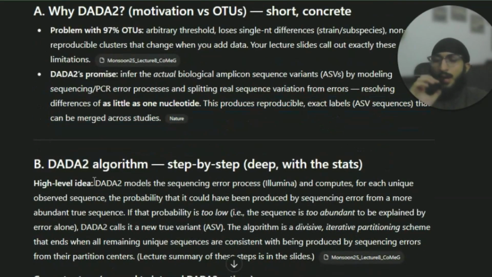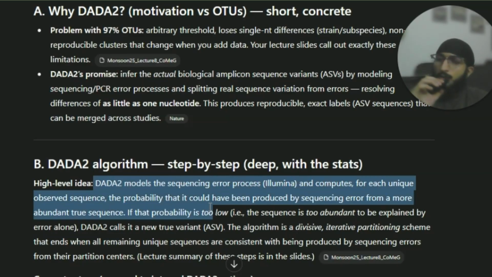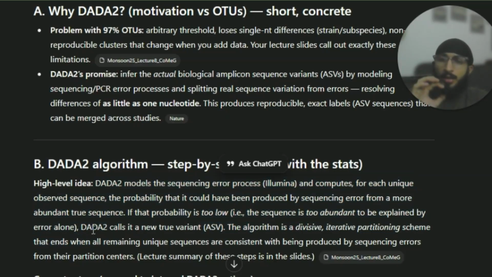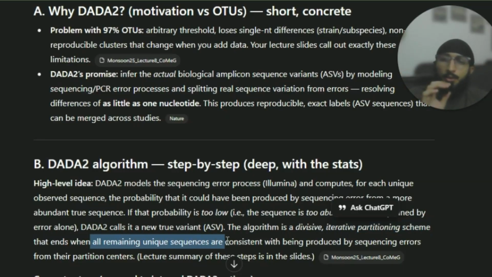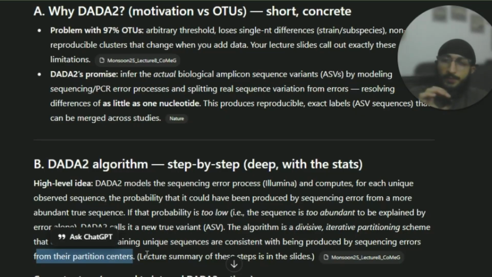Now, the high-level idea is that DADA2 models the sequencing error process, Illumina, and computes for each unique observed sequence the probability that it could have been produced by sequencing error from a more abundant true sequence. If that probability is too low, that is, the sequence is too abundant to be explained by error alone, DADA2 calls it a new true variant, an ASV, amplicon sequence variant. The algorithm is a divisive, iterative partitioning scheme that ends when all remaining unique sequences are consistent with being produced by sequencing errors from their partition centers.